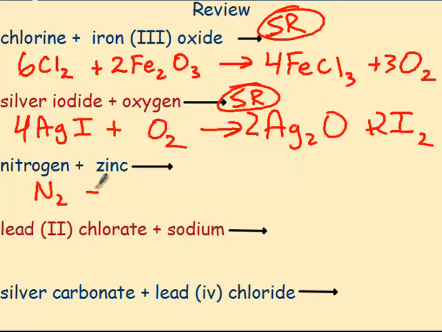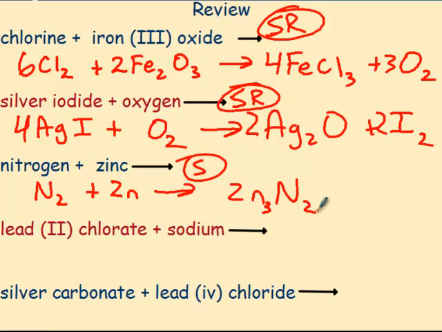Nitrogen plus zinc yields. Now this is a synthesis reaction where you have a free element plus a free element. It yields a compound. The positive one must go first, which in this case is zinc. -3, +2. So you get Zn3N2, and a 3 in front of the zinc will balance it.